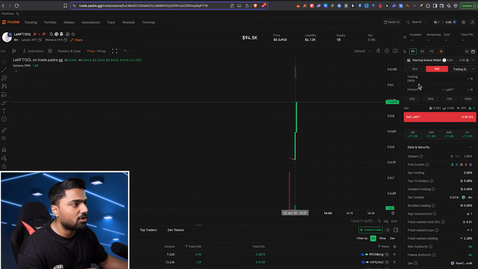If you're not using any of these three, then definitely, guys, start using these, because these are the tools that you really need if you are trying to trade meme coins and also focus on the volume.